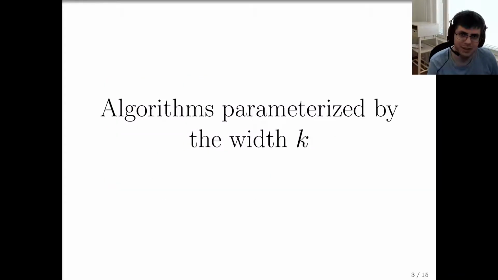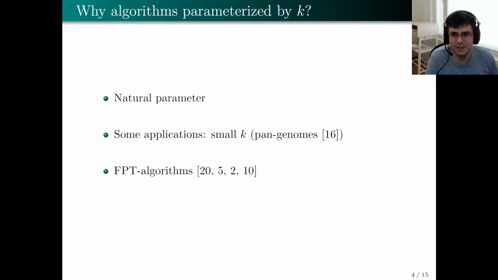But why parameterized by k? First, because it is a natural parameter, it is the size of the solution. Second, because there are applications that have a small width. For example, in bioinformatics, a pangenome is a graph representing a genomic sequence and variations of this. These graphs are usually long, but they are thin, that is, they have a small width. Finally, another reason is that there exist fixed parameter tractable algorithms for hard problems parameterized by the width of the DAG. Some of these applications can be found in scheduling and computational logic.